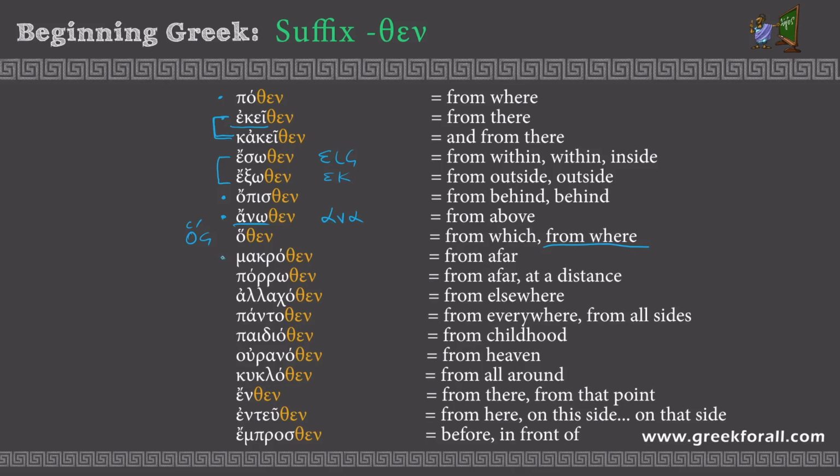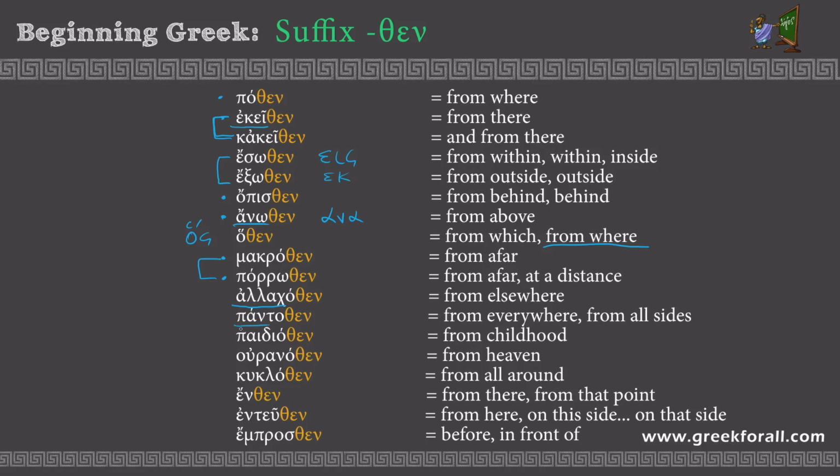Makrothen means from afar. Makros means long, makran means far, so from afar. Porrōthen is a similar word. They are actually synonymous. It also means from afar or at a distance. Allachothen, we can recognize the word allos here, an adjective allos, which means other, another. The word is from elsewhere.